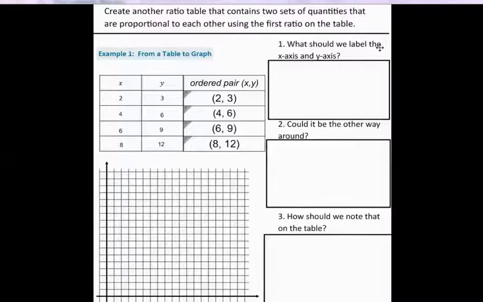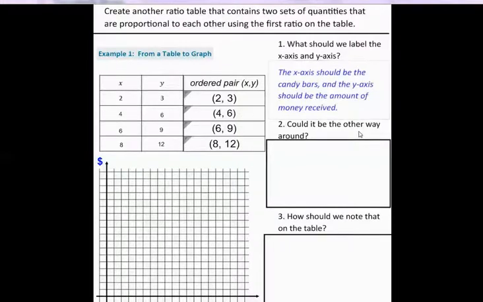What should we label the x-axis and the y-axis? Since this is the same information we were dealing with in the previous example, the x-axis I'm going to call candy bars. The y-axis, I'm going to label as our money. So if we look at the answer we have here, the x-axis should be the candy bars and the y-axis should be the amount of money received.